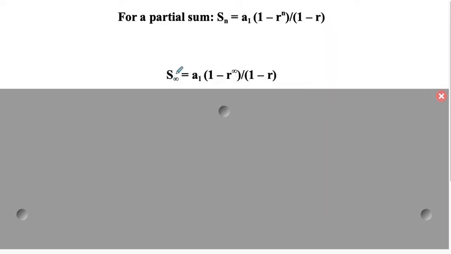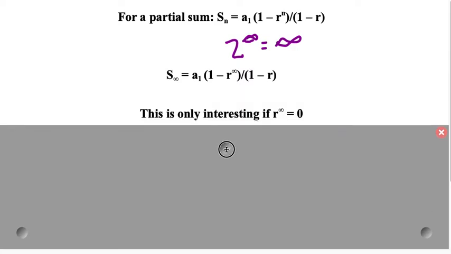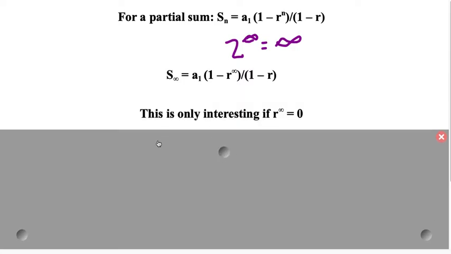S of infinity equals a sub 1 times 1 minus r to the infinity, all divided by 1 minus r. But that's not very interesting, or is it? Well, if we were to take, say, 2 and raise it to the infinity power, we would get a really big number, aka infinity, which means we'd have 1 minus infinity, which is some really small number, divided by 1 minus 2, which is a negative. So we get a positive, we get infinity, which is, well, boring. Unless r to the infinity equals 0.